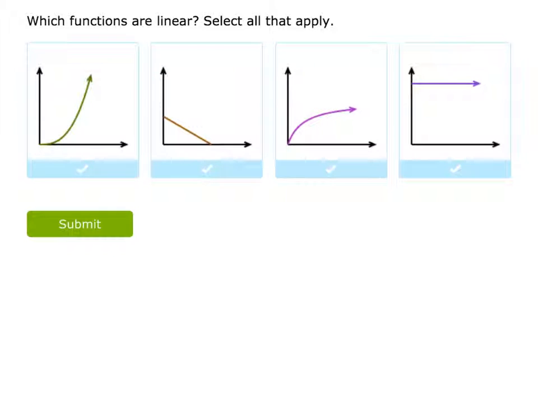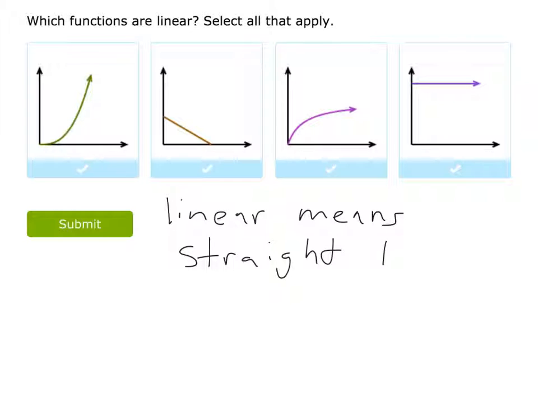All right, which functions are linear? Okay, and select all that apply. So now they up the ante on the question. They're asking you to check all the answers that are linear. And let me just go ahead and recall: linear means straight line. So we're looking for a straight line. All right, and as we're looking for a straight line, we're going to go ahead and go through them.